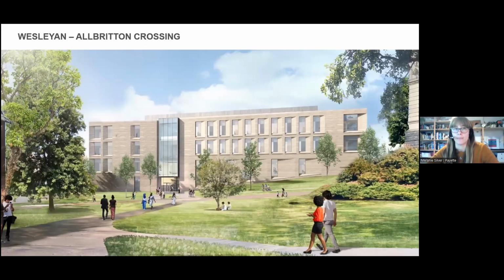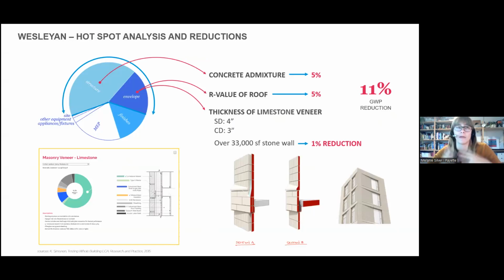There's another example of how we've used Kaleidoscope on one of our projects. This is a university lab building at Wesleyan that's currently in construction right now. One of the big design features of this is it has this really beautiful limestone masonry veneer facade, which is literally just the example that Yoko was talking about.